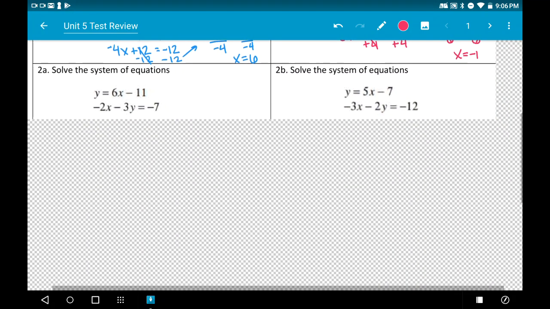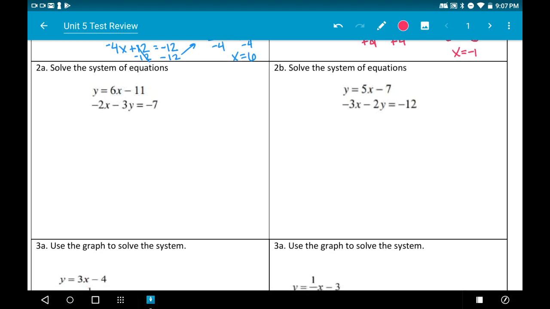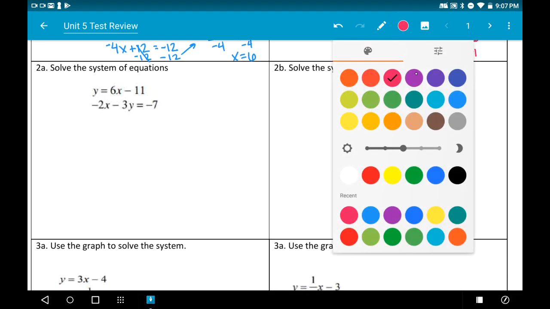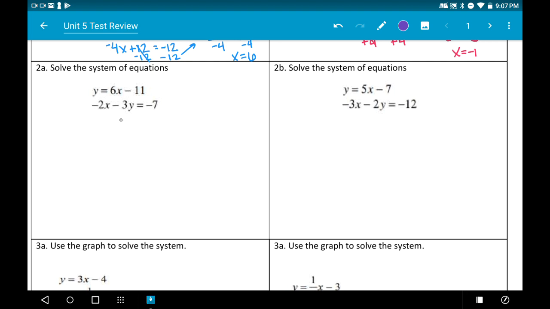Now for 2, we're going to move on to substitution. So on this first one, we have y equals 6x minus 11. And on this bottom equation, we have negative 2x minus 3y equals negative 7. So we know this is substitution because we have one of these variables by itself. So y equals here, that tells us it is substitution.